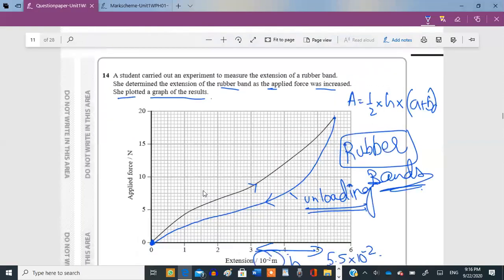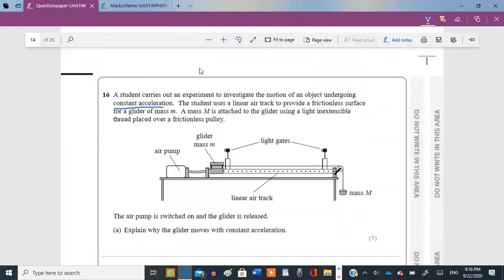All right. Now moving on to 16. Swain carried out an experiment to investigate the motion of an object undergoing constant acceleration. Okay, acceleration has to stay constant. That actually means we can apply equations of motion on it.